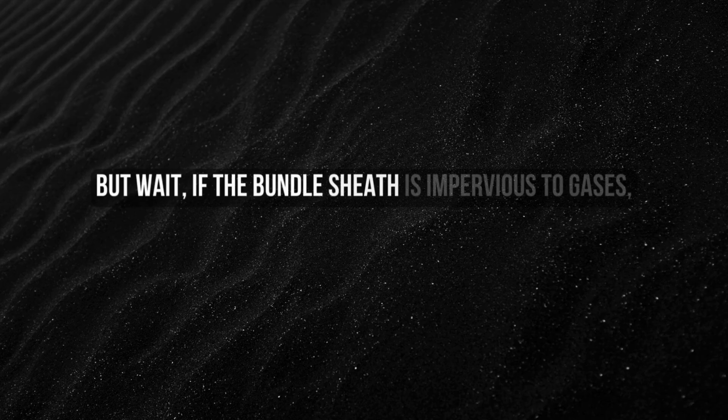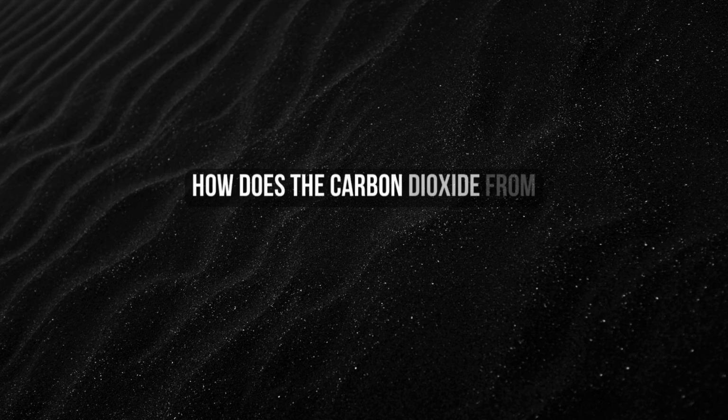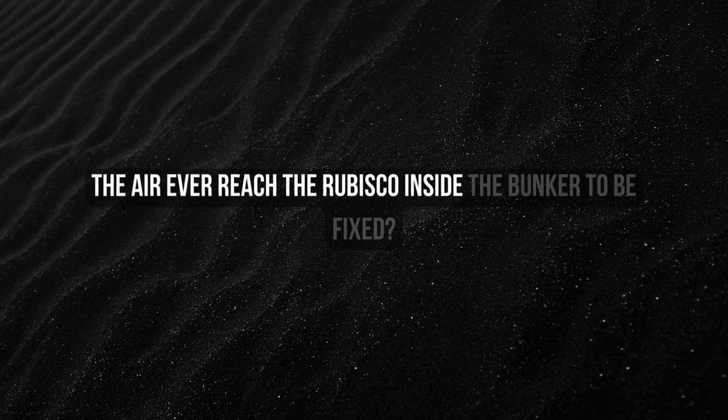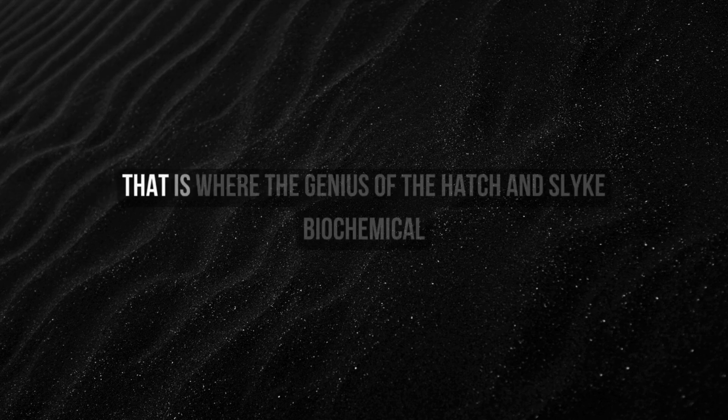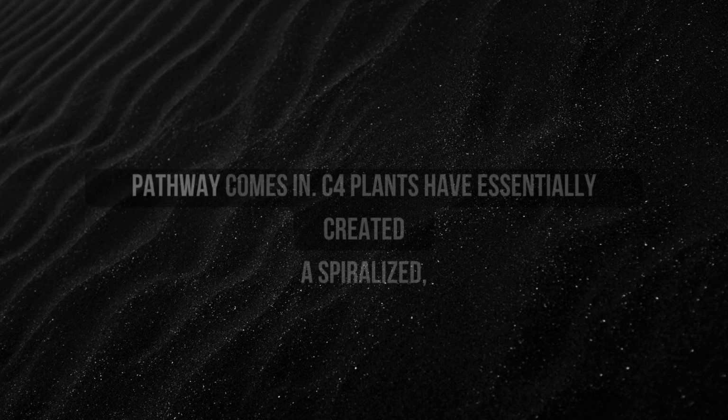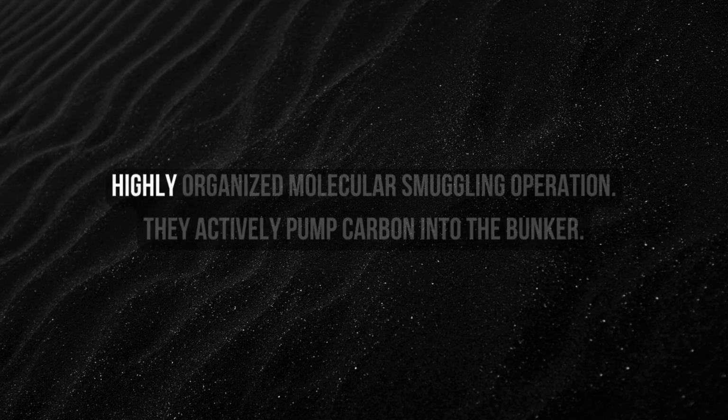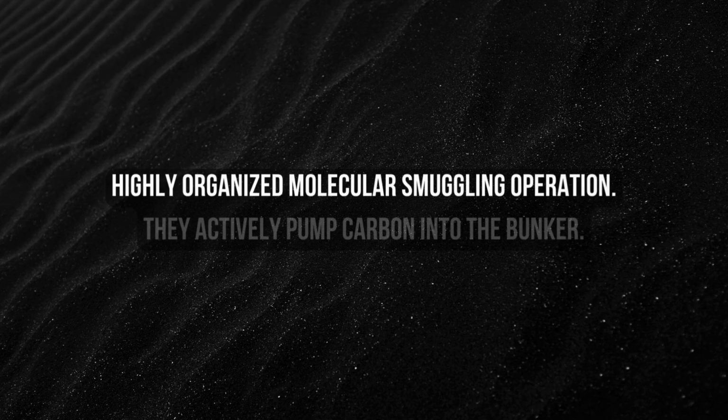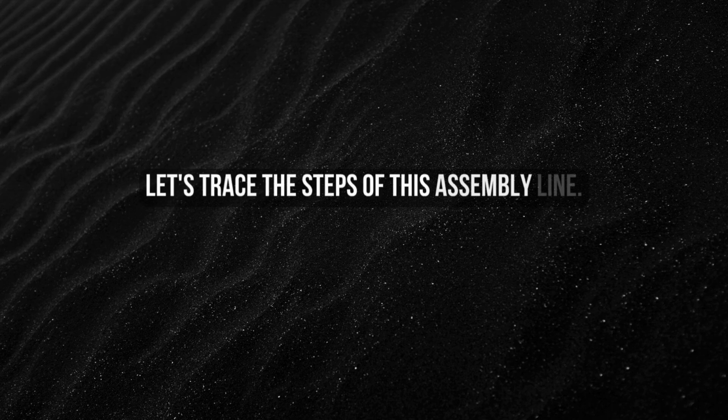But wait, if the bundle sheath is impervious to gases, how does the carbon dioxide from the air ever reach the RuBisCO inside the bunker to be fixed? That is where the genius of the Hatch and Slack biochemical pathway comes in. C4 plants have essentially created a highly organized molecular smuggling operation. They actively pump carbon into the bunker. Let's trace the steps of this assembly line.